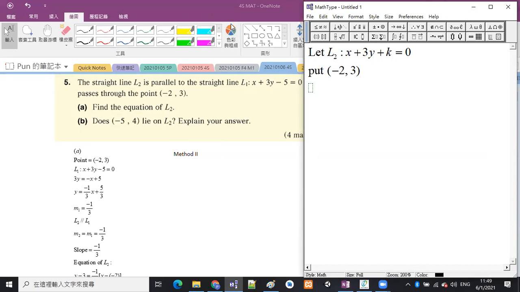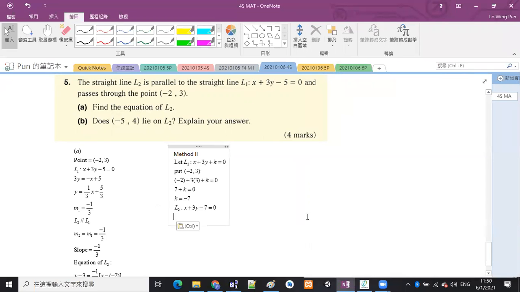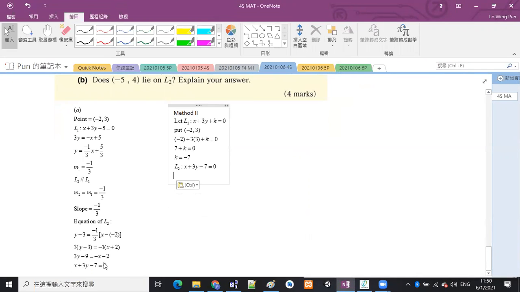但係呢度有個未知數 k，我點樣可以揾到 k 出嚟？就係利用佢俾你嗰一點，即係 put -2 3 into the equation of this straight line. So -2 plus 3 times 3 plus k is equal to 0. Okay, 7 plus k is equal to 0. So k is -7, which means that the equation of L2 should be x plus 3y minus 7 equals 0. Okay, and then you get the same answer. Can you see this?